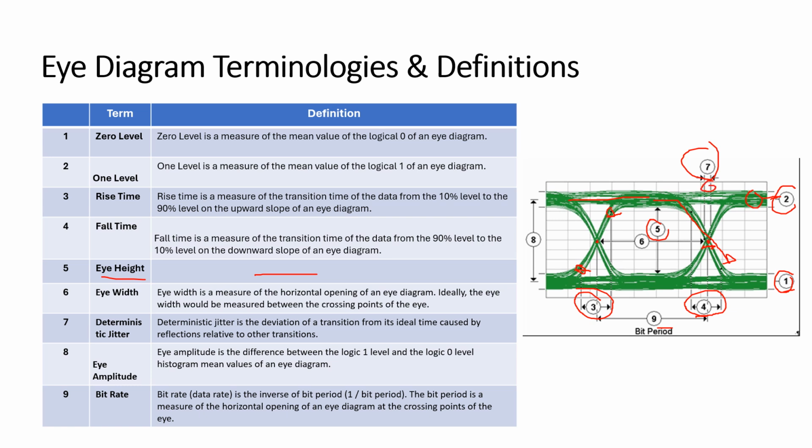Then comes the eighth point, that is the eye amplitude. Eye amplitude is basically considered as the difference between your logic 1 and logic 0 level, and it has been taken as the mean value of the eye diagram. Then what you are seeing as number 9 is the bit period or bit rate, or we call it unit interval. Unit interval is just the half of the full eye swing, so it is considered as unit interval.